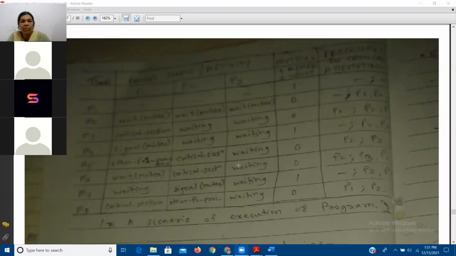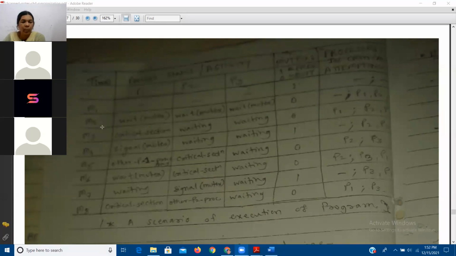So in the first column, time is given, M1, M2. That is moment 1, moment 2, moment 3, moment 4, like that onwards. Then process state activity. Then mutex variable. Then processes in the critical section, trying to attempt the critical section. So at the first moment, nobody has entered or started the execution. That's why dash dash dash. So the variable mutex value is 1. It is totally free. So nobody is there in the critical section.